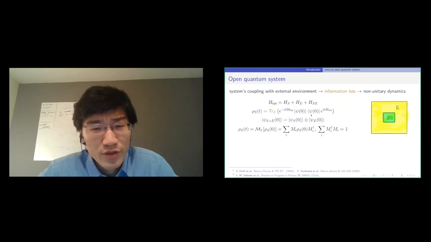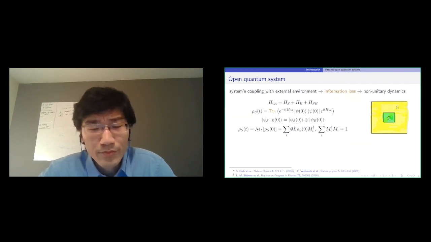So after you do this, you can see that the dynamics will not be unitary anymore. For example, usually we start from an initial state that's a product state between the system and the environment. And then if you do this process, you can see that the density matrix now evolves as a dynamical map. And you can always write down this dynamical map as a superoperator. This is also called a Kraus sum. So now you can see that it's not unitary because there's a sum in front of it.